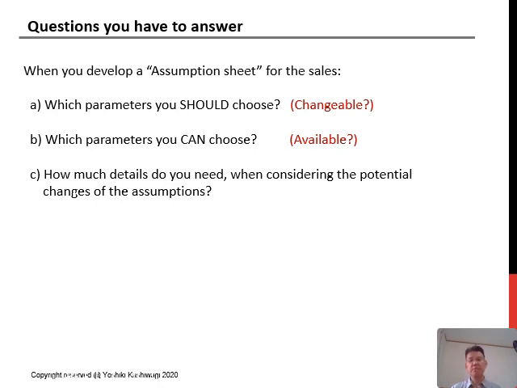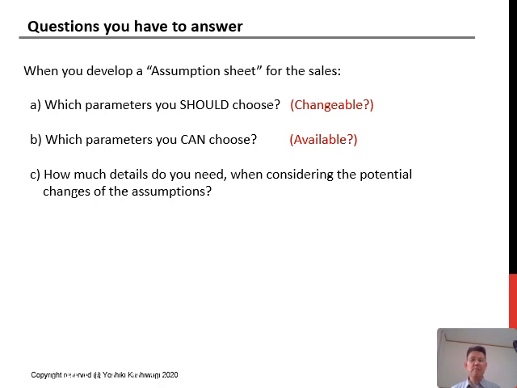The next question: which parameters can you choose? That's all about the availability of the data. If you want to change the parameters later on, but you cannot get such data in reality, that is not possible. So which data can you get in reality? Which data can you not get in reality? That's something you have to distinguish.